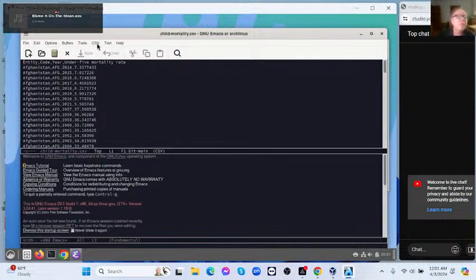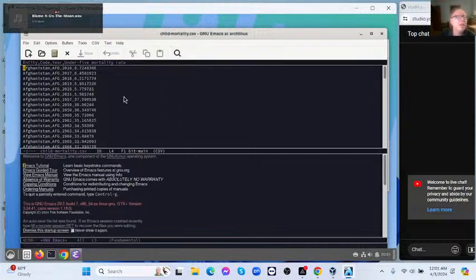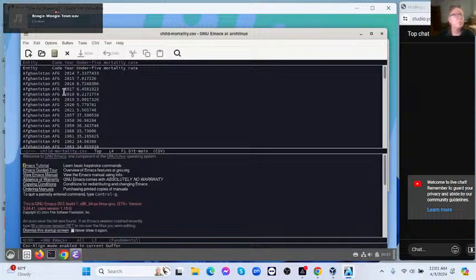What's so fun about CSV mode? Well, I come up here. First of all, we say set header line. Now the header line is set. You see, we got country or entity, abbreviation, year, and this is the mortality rate under 5. Okay. What else we got? We got auto align fields, and now the fields are separated a little bit, so now you can see the different fields.